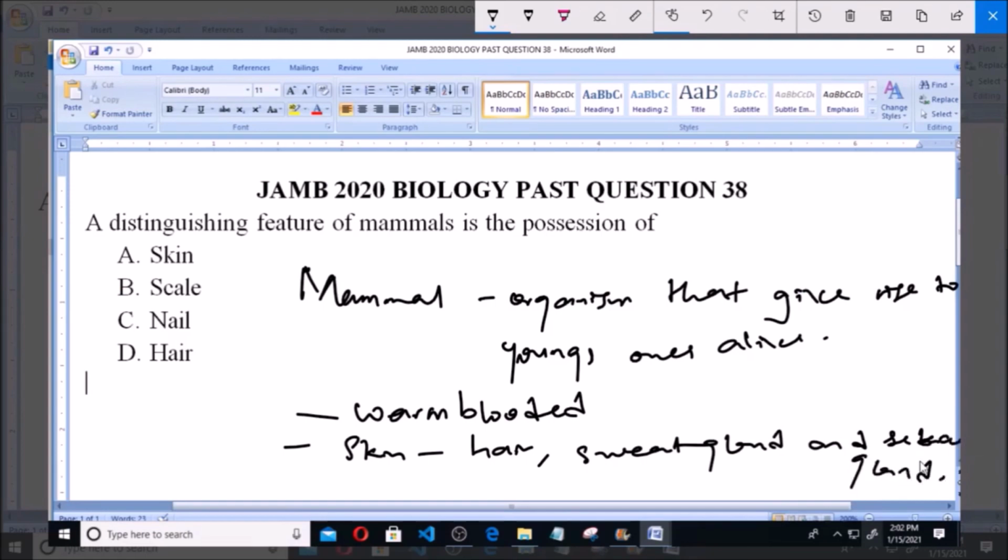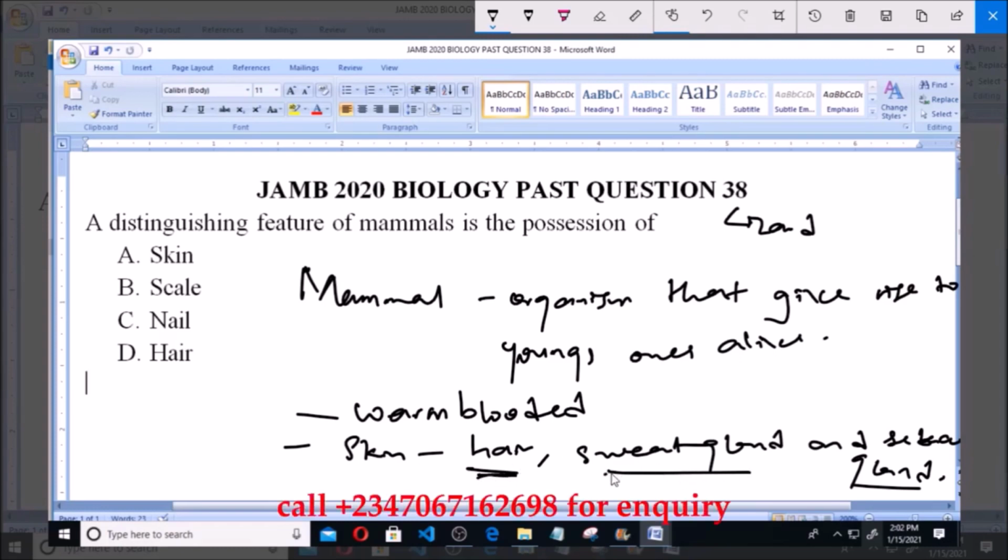Now, unlike other animals, mammals' skin has hair, sweat gland, and sebaceous gland. These three components are mostly not found in non-mammals. For example, the lizard, which is a non-mammal, does not possess sweat gland, nor sebaceous gland, nor hair. But a dog, on the other hand, possesses hair because a dog is a mammal. Humans possess sweat gland and sebaceous gland because we are mammals. So these three organs are actually specific to mammals alone.